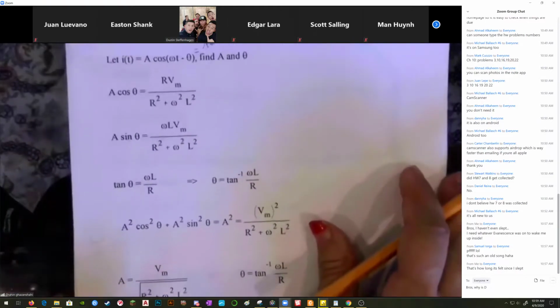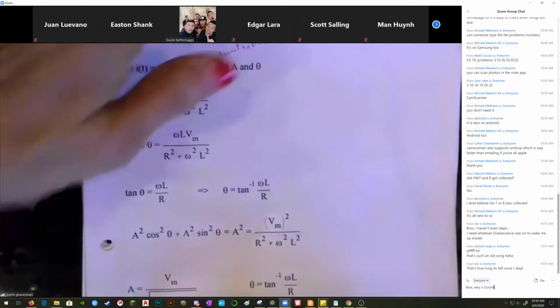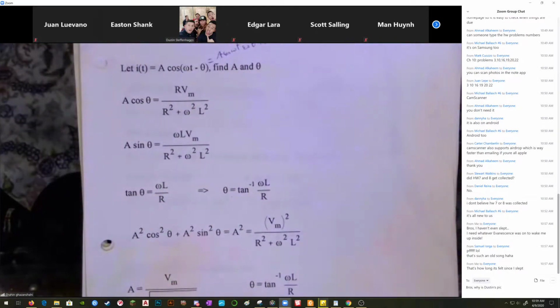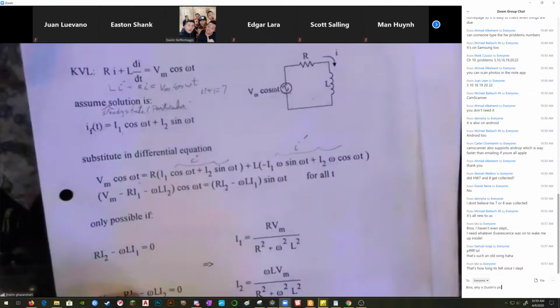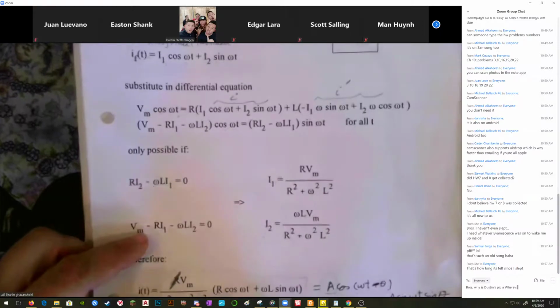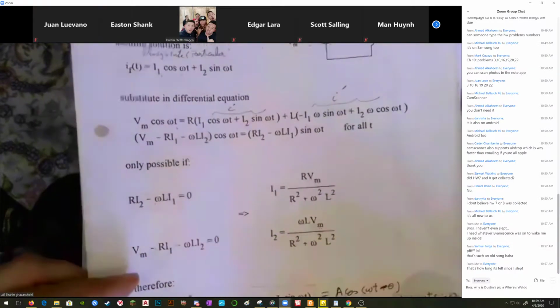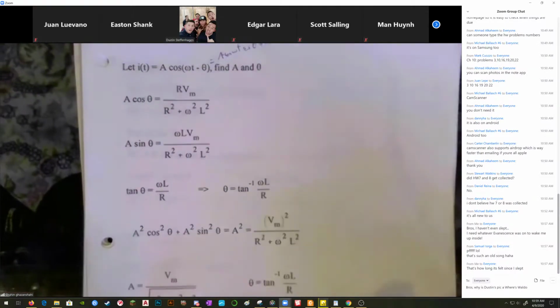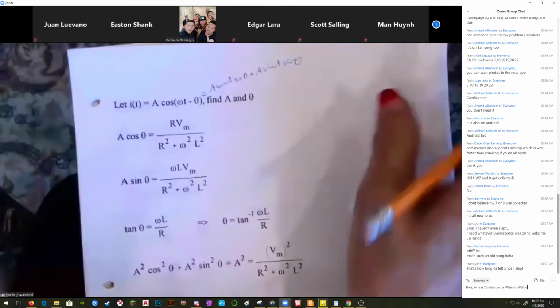Professor, why did you cancel the R on the last line? Because it was wrong, because I put R inside. R was inside, so I put it twice. That was a typing mistake.